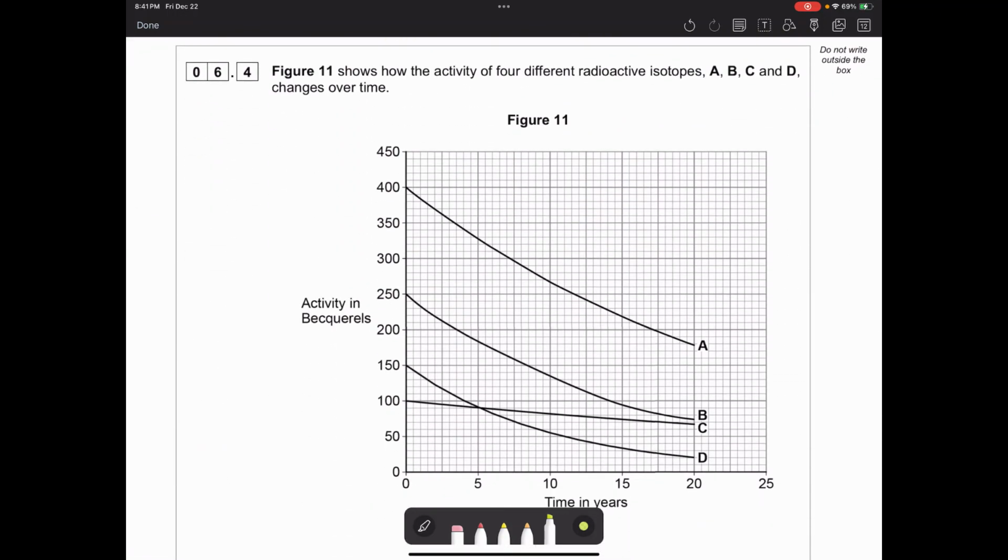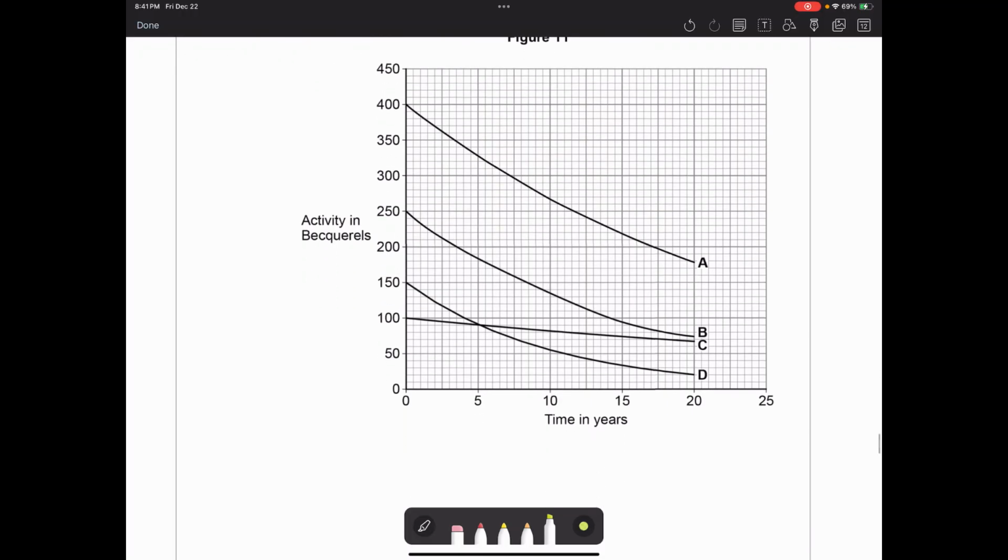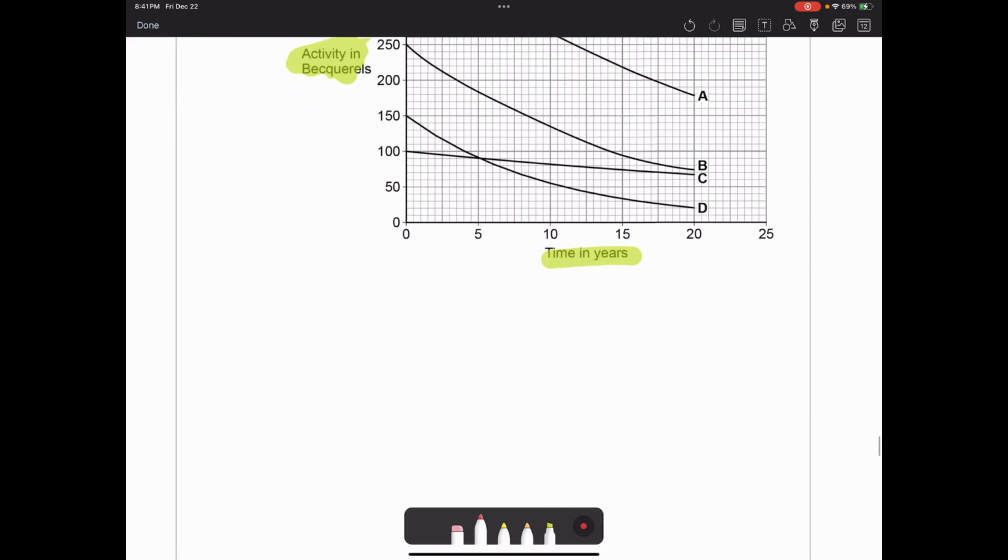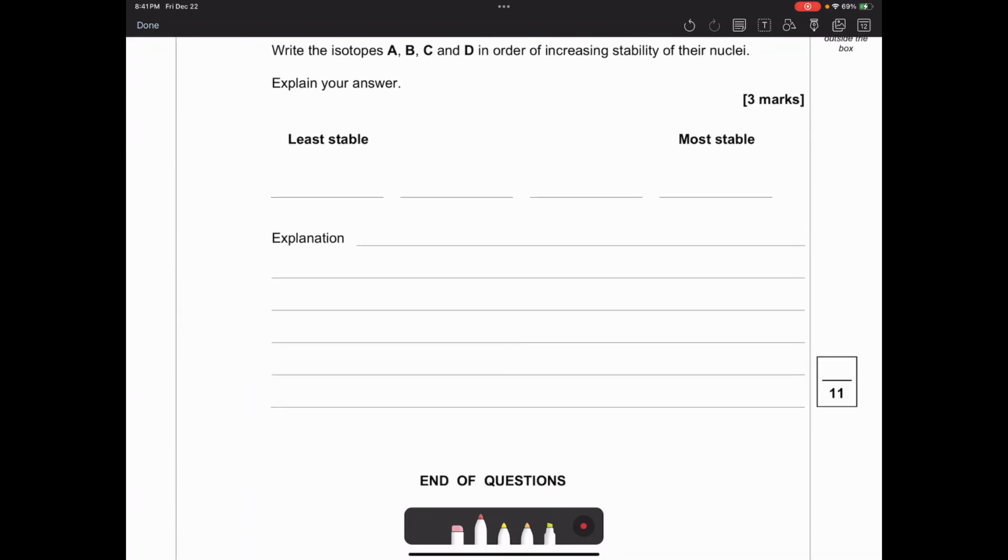Last question on the paper then. Figure 11 shows how the activity of 4 different radioactive isotopes, A, B, C and D, change over time. So you've got the time in years and the activity in becquerels. Now you should recognise it as being a half-life graph, but instead of having 1 substance on it, you've got 4. The question says, write the isotopes A, B, C and D in order of increasing stability of their nuclei. So basically going from the least stable to the most stable, and then explain why you've put that order.